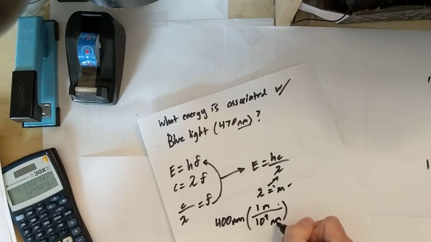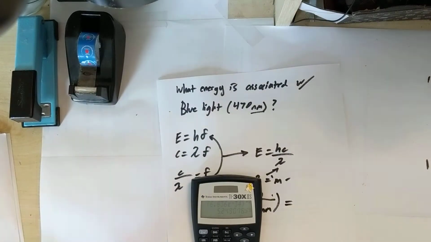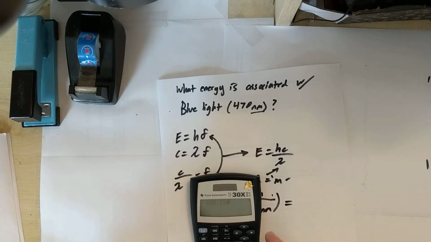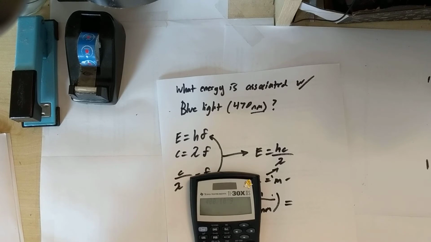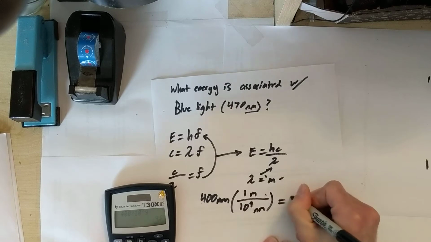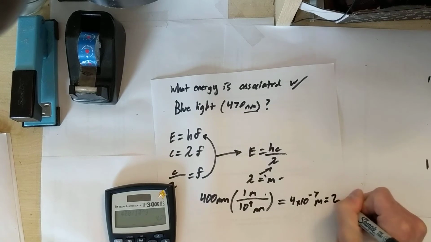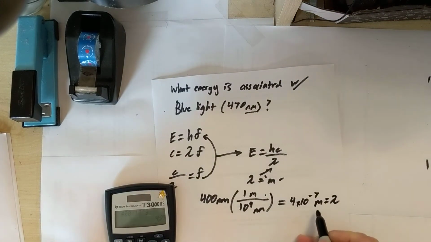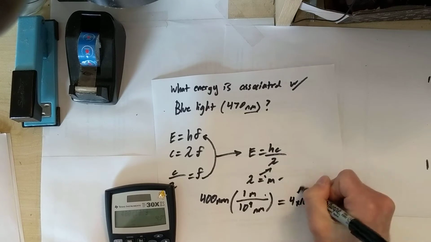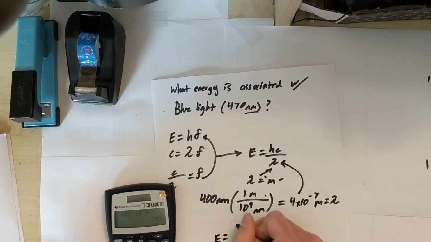We have nanometers, so we end up canceling nanometers. And so if we do this calculation, 400 divided by 10 to the 9, we end up with 4 times 10 to the negative 7, kind of unsurprisingly, meters. And that's our wavelength. And so all you have to do is take this wavelength and plug it into this equation up here as that lambda. So then we end up with E equals hc over 4 times 10 to the negative 7 meters.